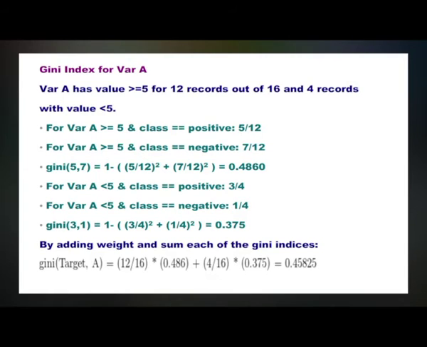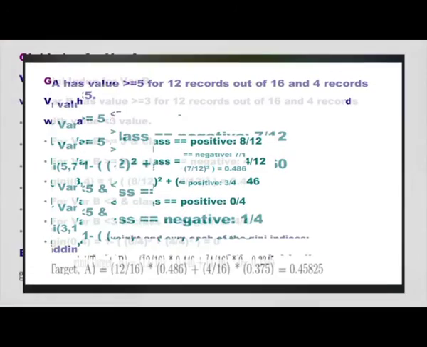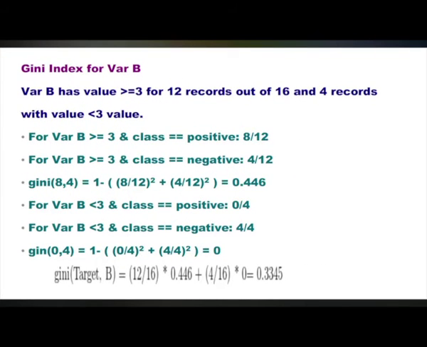0.375. By adding the weighted sum of each of the Gini indexes, Gini of target, A will be equal to 12 by 16 into the calculated value 0.48 plus 4 by 16 into the calculated value 0.375, which is equal to 0.45. Now, to calculate the Gini index for the next attribute B.